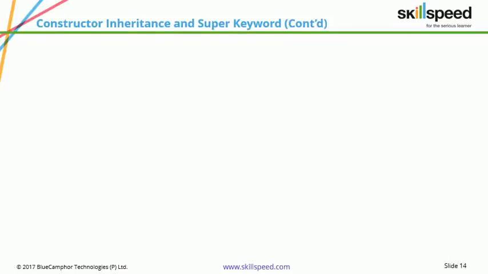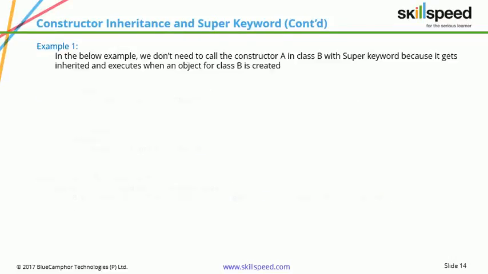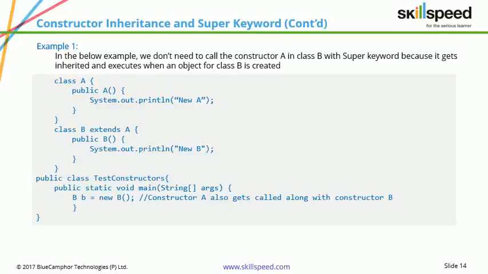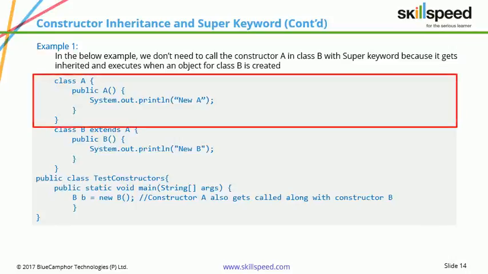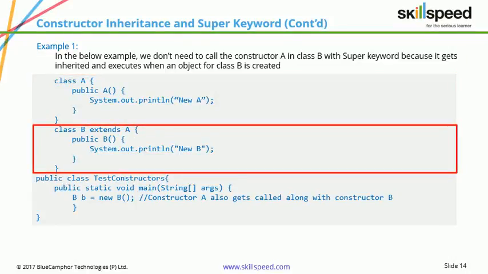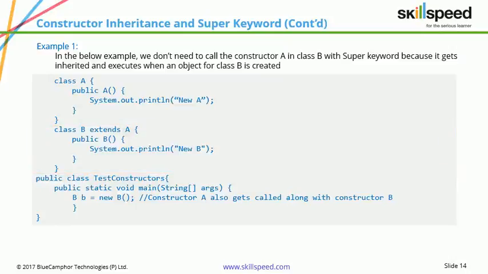Let's look at the first example. Example 1. In this example, we don't need to call the constructor A in class B with the super keyword because it gets inherited and executes when an object for the class B is created. Class A has public A as the constructor, and I am printing "new A" from the public A constructor. I have the class B which extends class A, and I have the constructor B in which I am printing the "new B" statement.